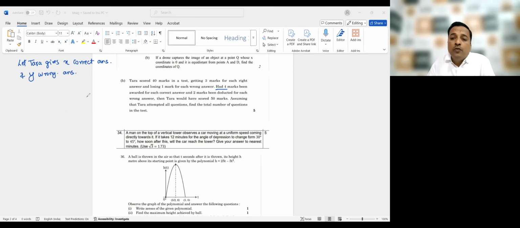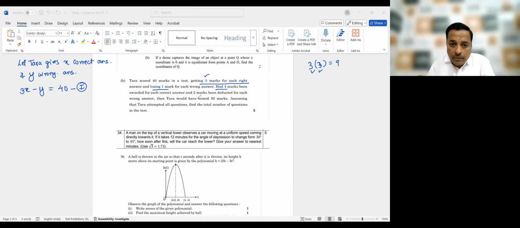Yes, Bhagyashri. Whatever the correct answers, suppose she has given 3 correct answers, then how many marks does each correct answer get? 3. So 3 into 3 becomes 9. So we have to multiply the number of questions and the number of marks. So first condition, 3 for each right answer, so we have to write 3x. And for each wrong answer, 1 mark is lost, so we have to subtract: -1y, meaning you have to write only y. So right answers minus wrong answers, so she will get 40 marks. This is condition number 1.